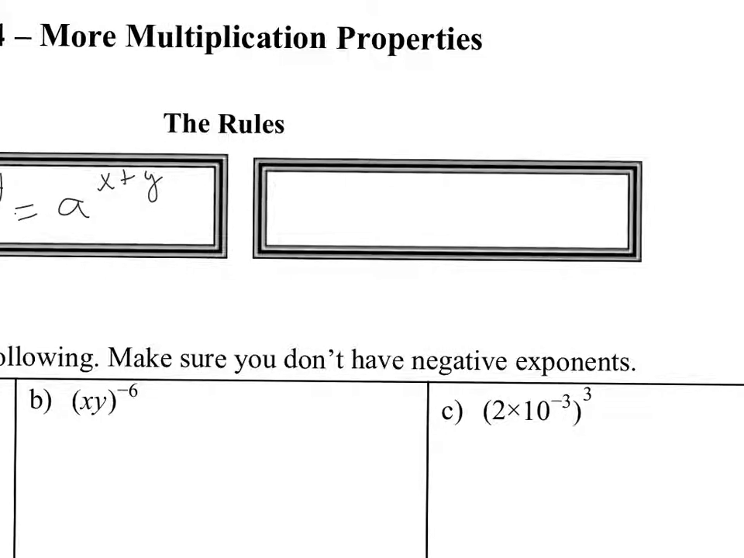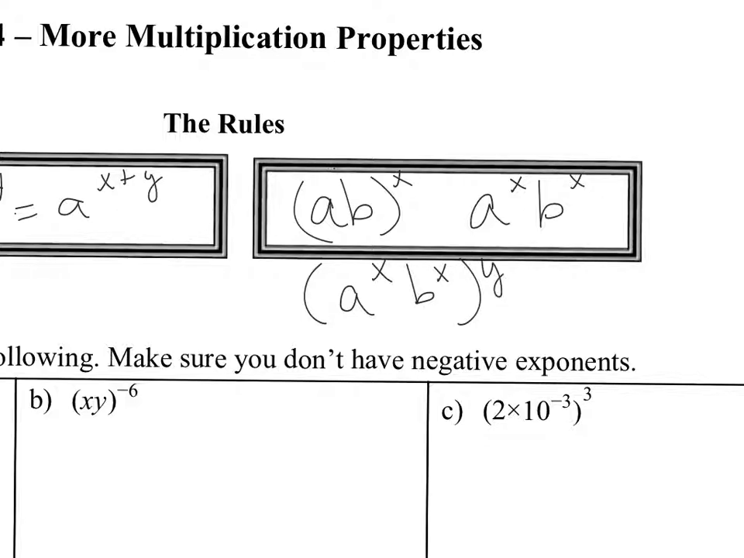The second rule involves parentheses. If you have ab to the x power, you need to exponentiate both things in here to the power of x. So this is going to be a to the x, b to the x. And if there's already an exponent, so if you have a to the x, b to the x, and you take it to the y power, you need to multiply these exponents. So this is going to turn into a to the xy times b to the xy.